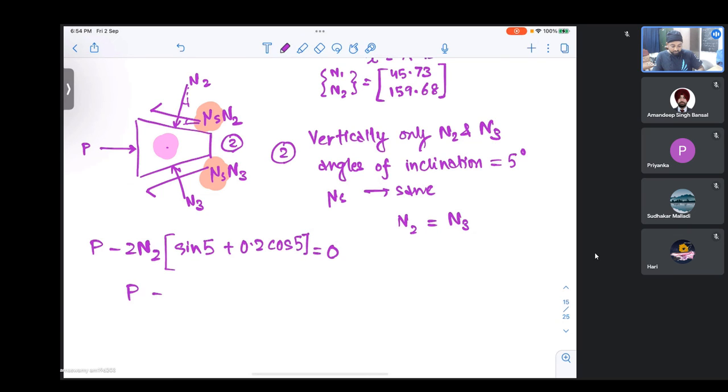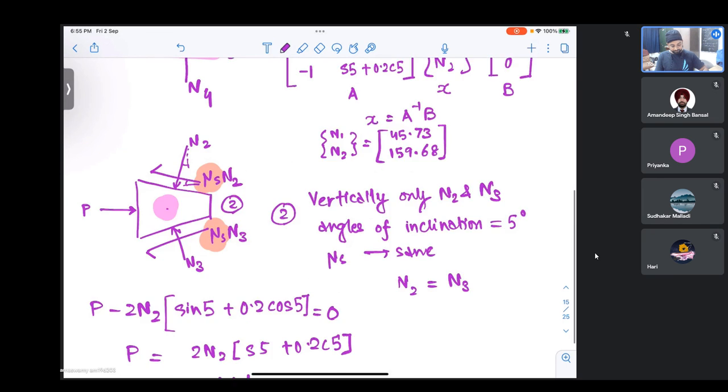Okay, so P we can directly get as 2 into sine phi plus 0.2 cos phi. And N2 we know, N2 we have it as 159.68. So P comes out to be 2 into 159.68 into sine phi plus 0.2 cos phi. It comes out to be 91.46 newtons. This is the force required to drive it inside, so as to lift that weight.